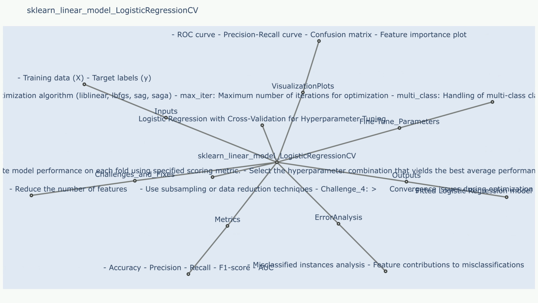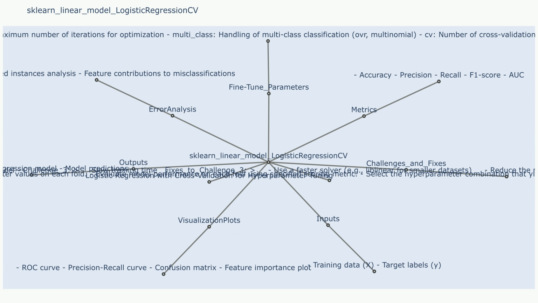Scoring, the scoring function to be used for cross-validation. This defines the metric used to evaluate the performance of the model for different C values. Solver, the optimization algorithm to be used for solving the logistic regression problem. This parameter determines the method used to find the optimal coefficients and intercept.